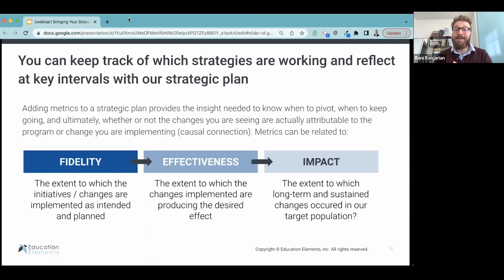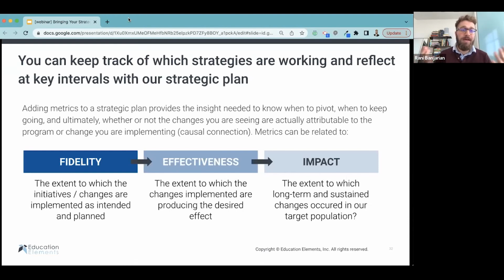The next tier is effectiveness. The extent to which the initiative that was implemented produced the desired effect. For example, with this idea of a decision-making protocol that was created, that was turned into a flow chart, a question that you might ask is, are people using the flow chart? Or did we use the flow chart in the most recent board meeting?